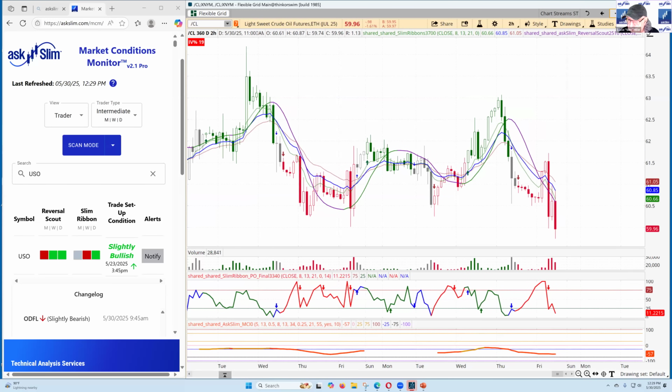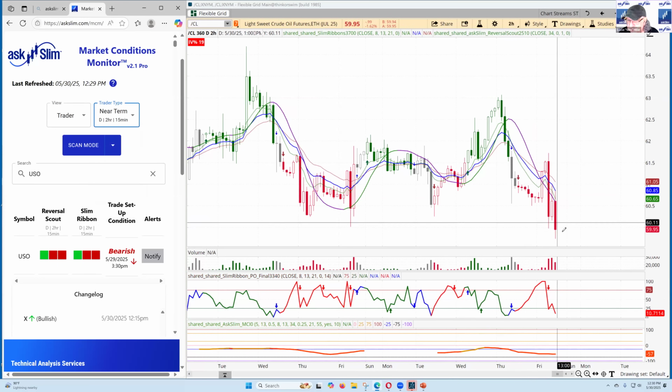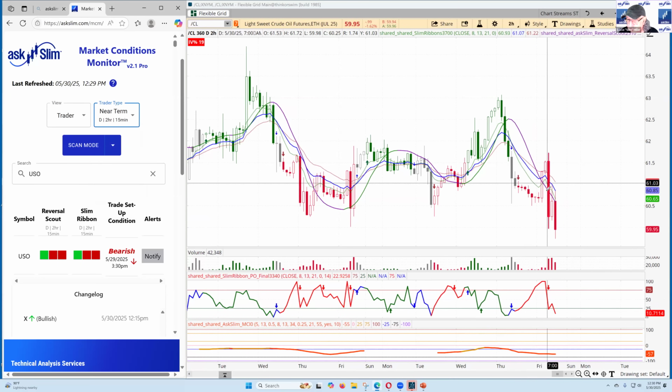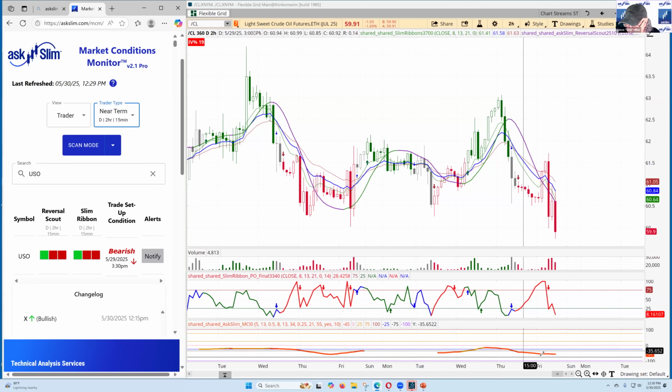You can see in here that if I look at the near term intraday, you can see the alignment that this is bearish. This actually turned bearish here on the slim ribbon PO back over here on 529 right there. So if you were an intraday trader or a near-term trader, that was good information. And now this resumption signal came on the downside, and you could see it's still going to the downside. Slim ribbon PO, reversal scout, all pointing negatively, and the market condition monitor over here pointing to the downside also.